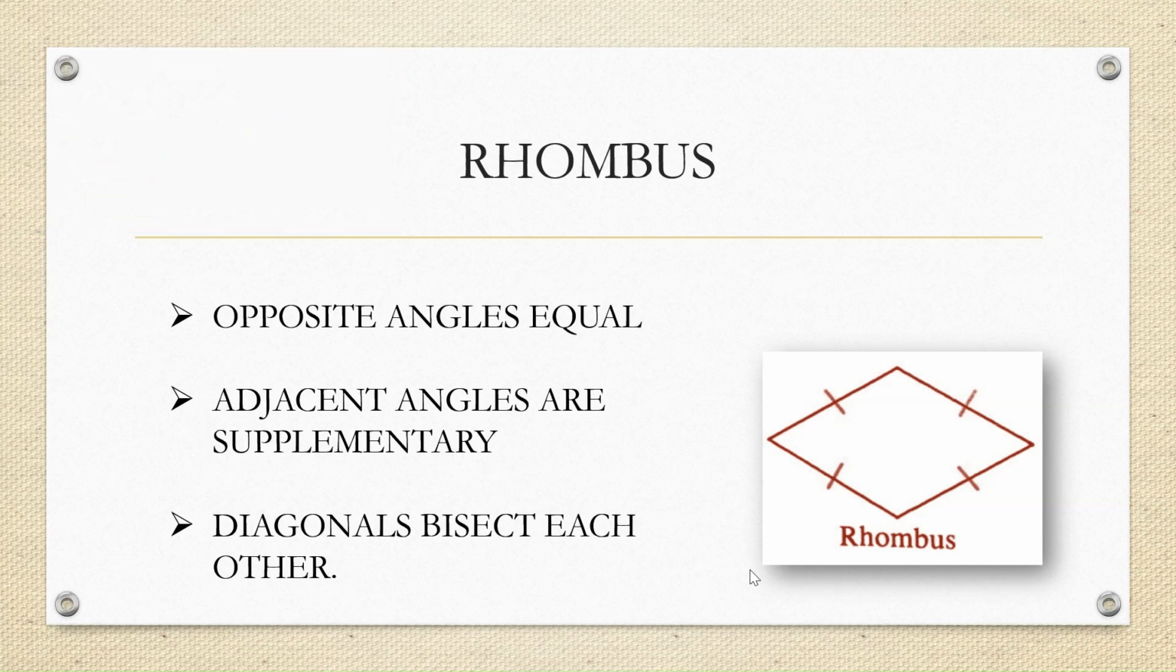Now, because of this additional element that all the sides are equal, there is another property that a rhombus satisfies which the parallelogram doesn't satisfy. It is that diagonals bisect each other perpendicularly. We'll see how to prove that property here.